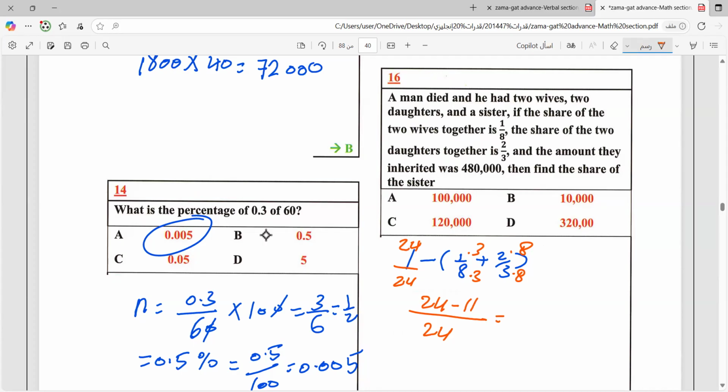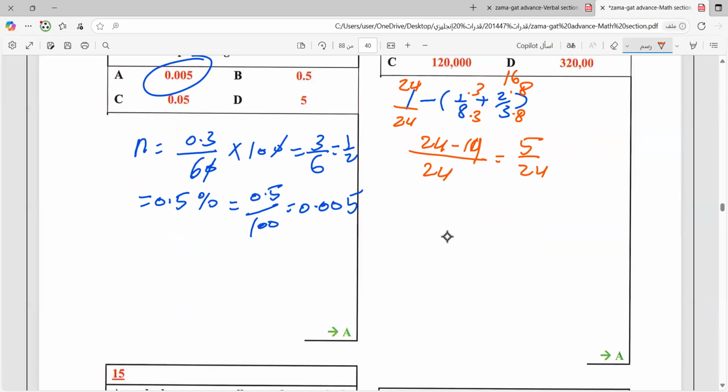I think here you multiply by 8. 8 times 2 is 16. So 3 plus 16 is 19. 24 minus 19 will be 5 over 24. This is the remaining fraction that represents the share of the sister.